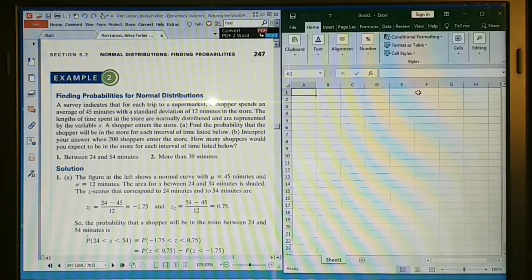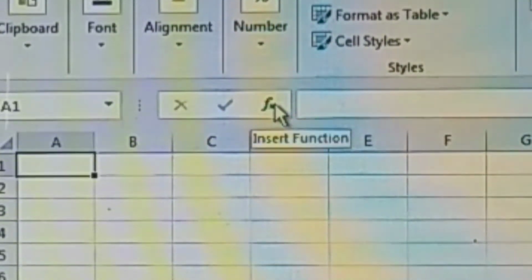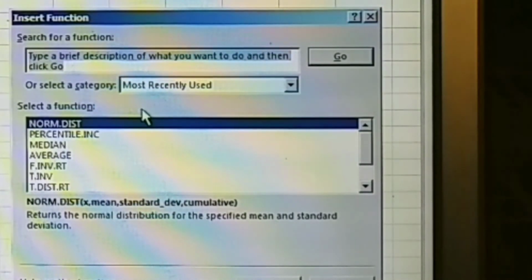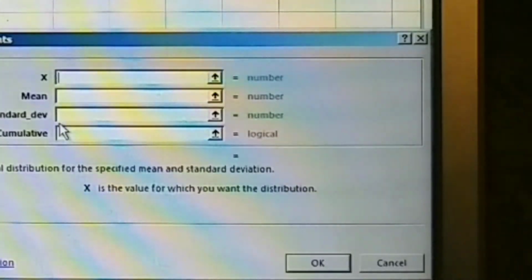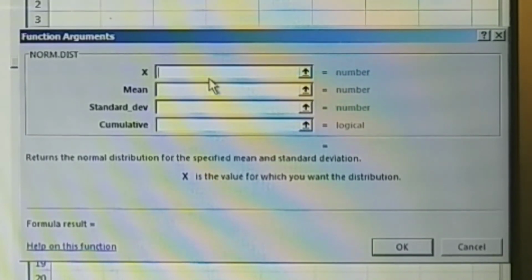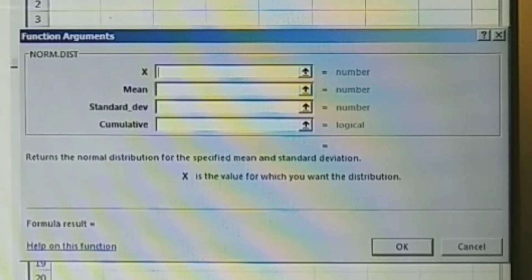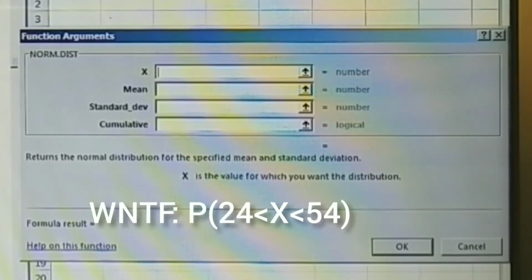So to do that in Excel, we may click this fx and then find norm.dist. So here it is. We click this, and as you can see, we have x, mean, standard deviation, and the cumulative. To answer number 1, between 24 and 54 minutes, we are looking at the probability that x is between 24 to 54.